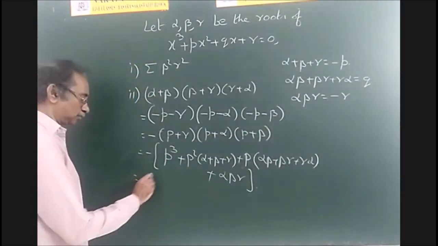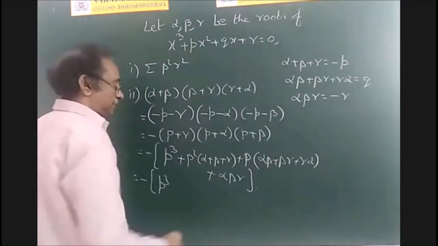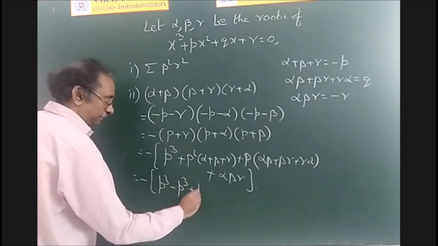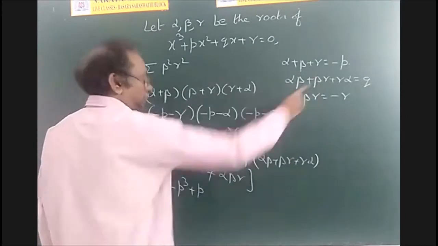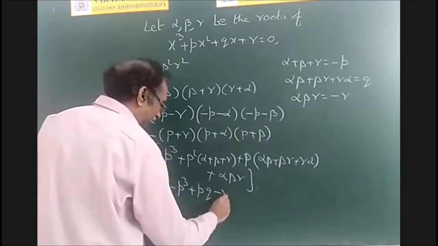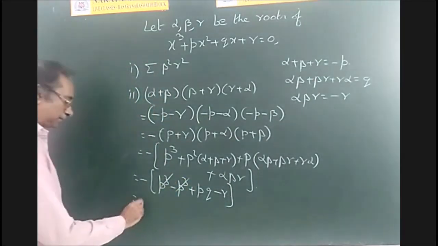So this is equal to minus of p cube. What is alpha plus beta plus gamma? Minus p. Therefore this is minus p cube plus p into q, plus alpha beta gamma, minus r. And therefore the answer is r minus p cube.